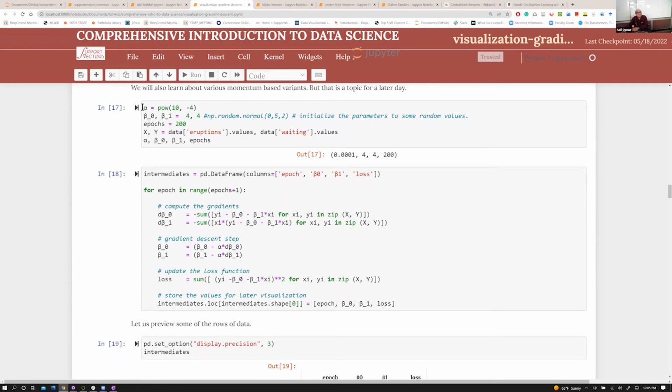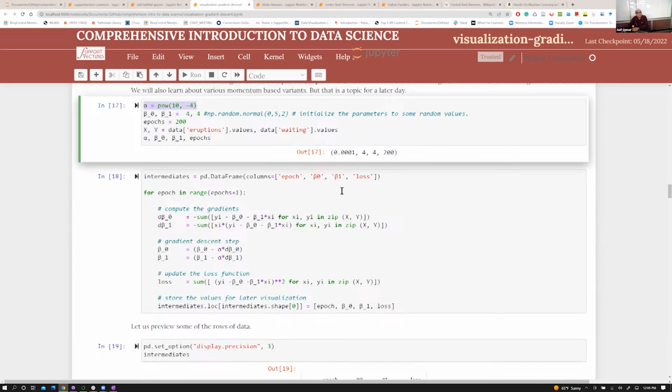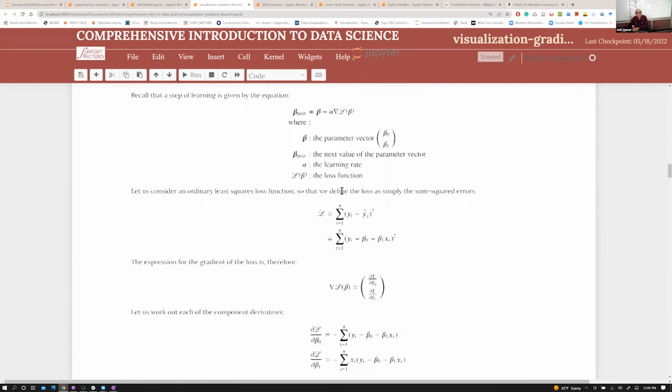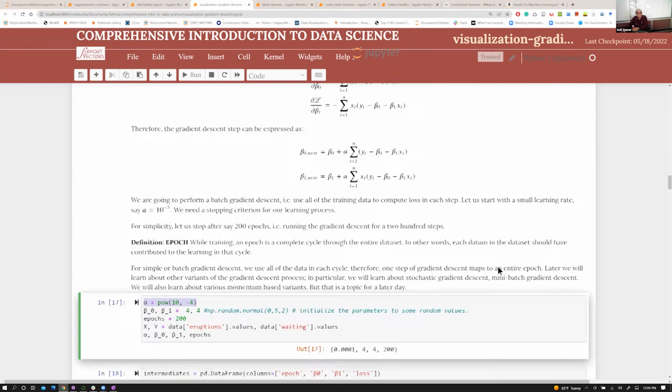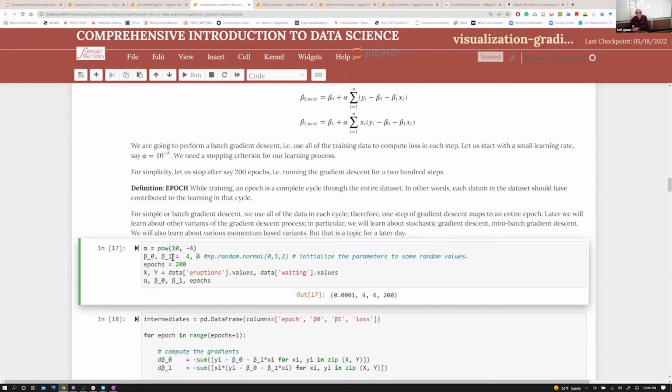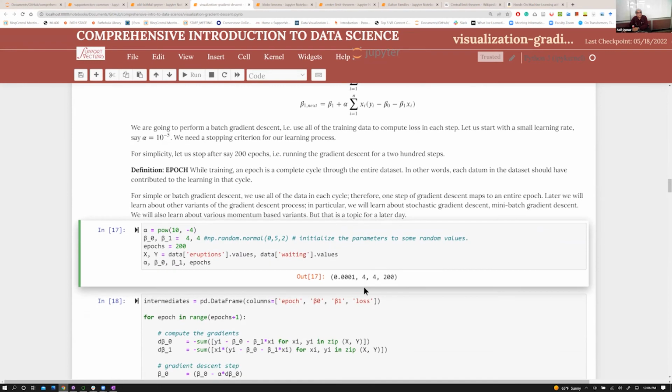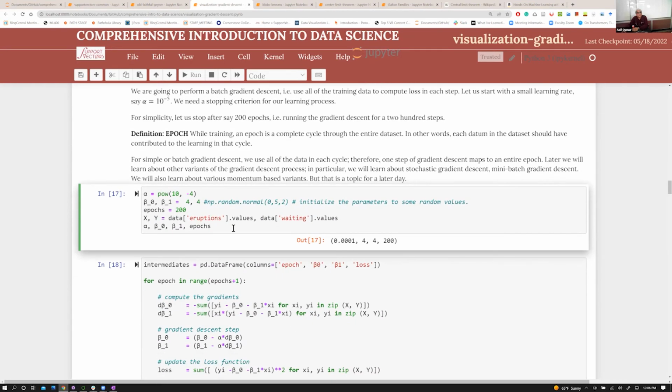So this is it. Alpha, do you remember what alpha was in our equation? What is the alpha here? The learning rate. That's right. Okay, learning rate. Beta naught, beta 1 are the intercept and the slope of the line, isn't it? And we just took the learning rate to be 10 to the power minus 4, 0.0001, a very tiny learning rate.